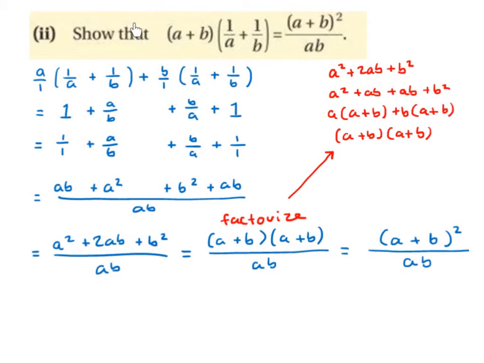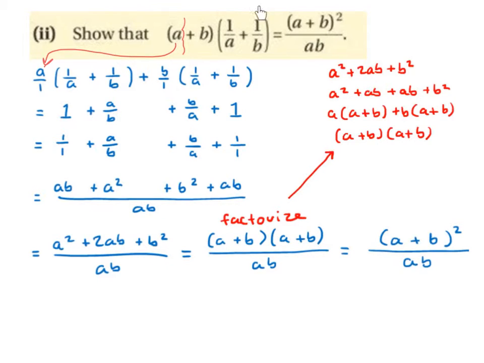Part 2. Show that a plus b multiplied by 1 over a plus 1 over b is equal to a plus b squared all over ab. So we have 2 sets of brackets, so we're going to have to expand them. So we're going to crack open the first set of brackets, or crack open the first egg, and we're going to bring down the first term, which is an a, but I'm going to change it to a over 1.